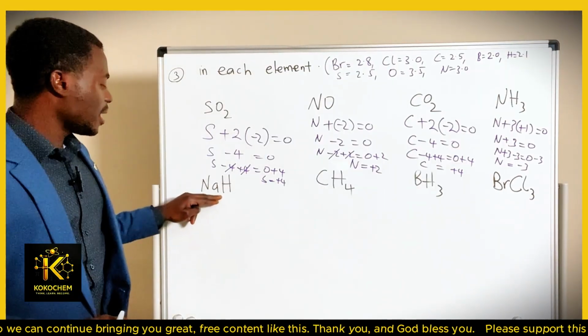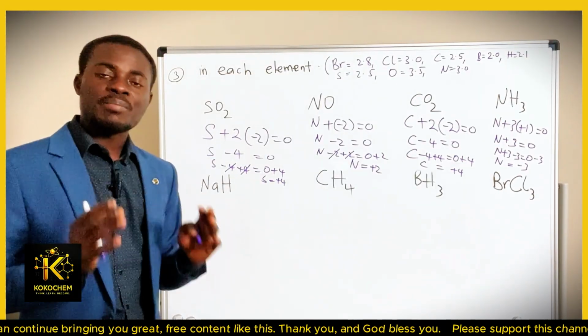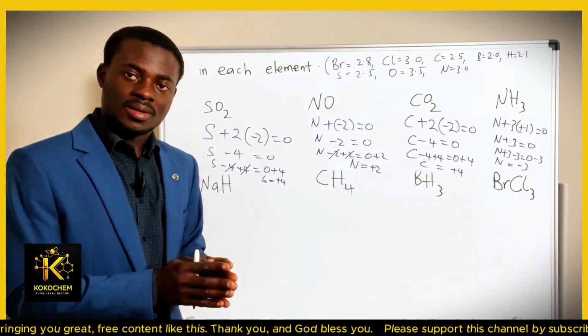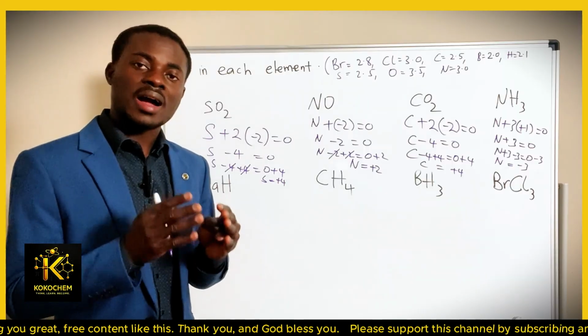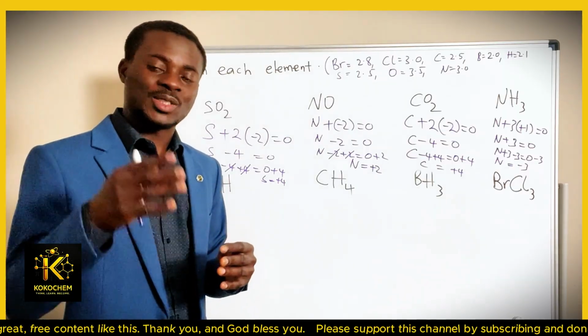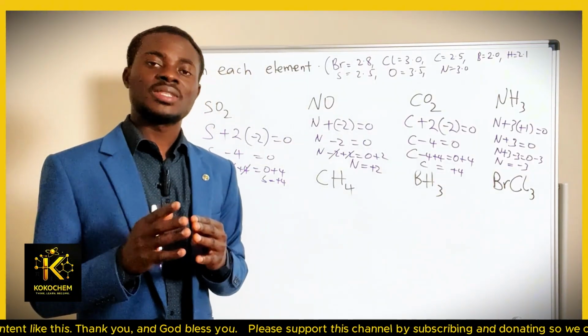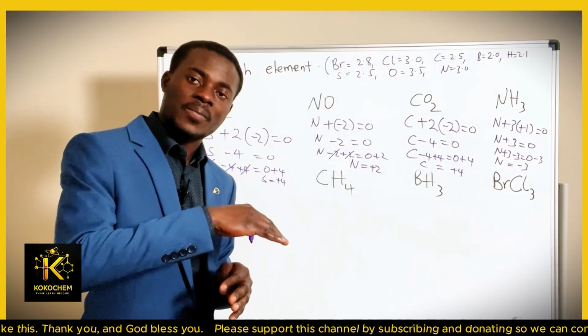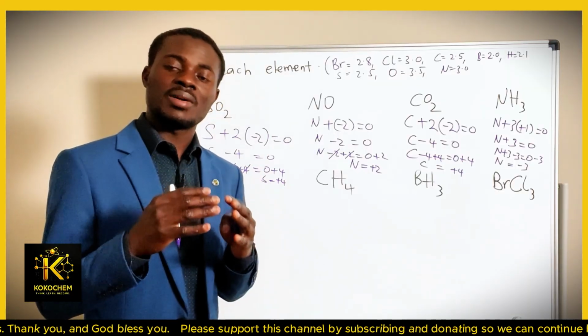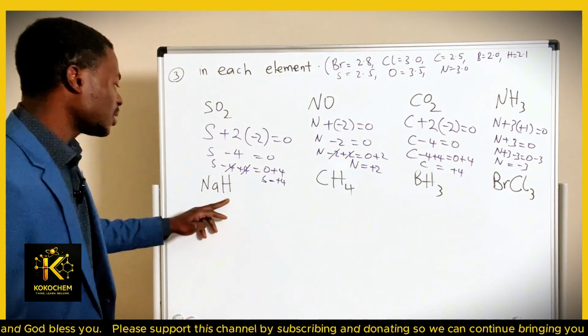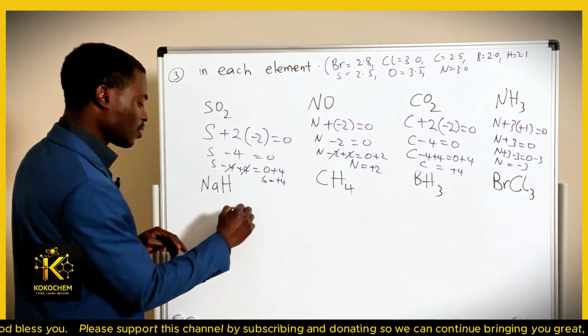How about NaH? Anytime hydrogen is bonded to a metal, what did I say? Hydrogen will have an oxidation number of -1. Oh, a trick, you know. First, I said anytime hydrogen is bonded to a non-metal, hydrogen will have an oxidation number of +1. Sodium is a metal, so hydrogen is -1.